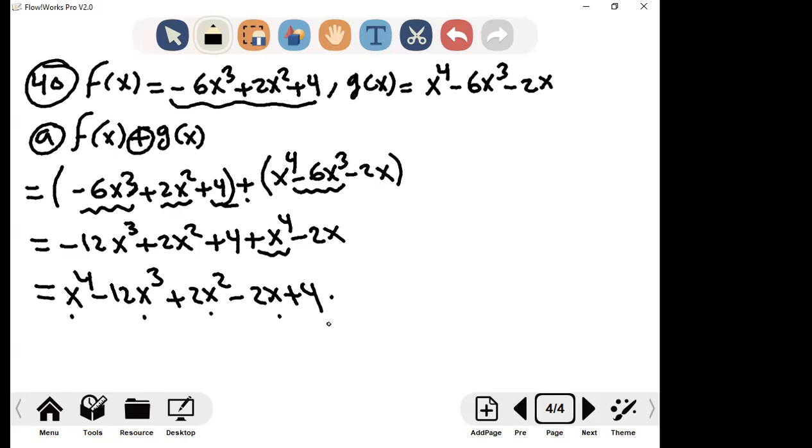The question wants the degree of the resultant function. What's the degree here? The degree equals 4. What's the leading coefficient? If you remember, the leading coefficient is the number which is multiplied with the highest degree term, which is 1 here, right? Do you understand? Good. This is part A. In part B, what do they want? G of x minus f of x. Done part A. Let's go to part B now.